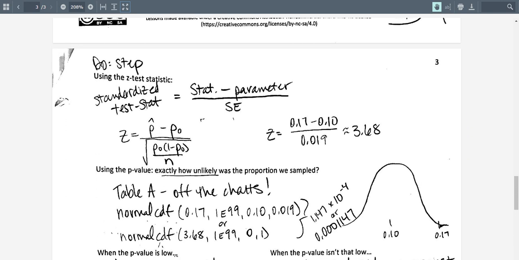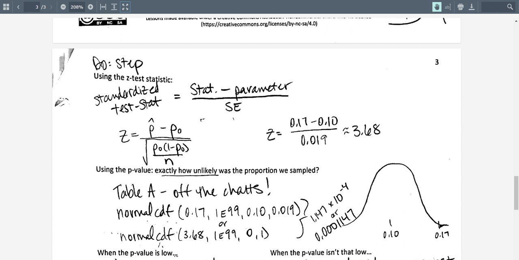So here is a look at the do step, the test statistic again. In the formula packet, it is there for you. We calculated it on the previous page. So again, not a z-score, but now a test statistic: 3.68, still off the charts. As Mrs. Pessy likes to say, it's not even on table A.